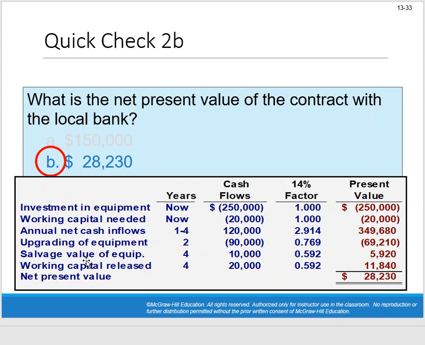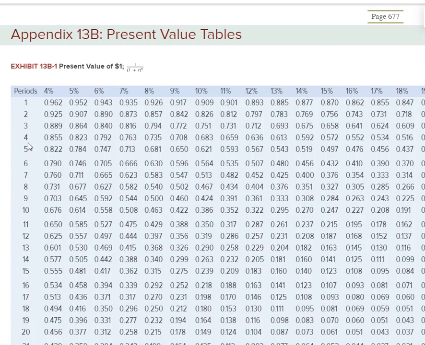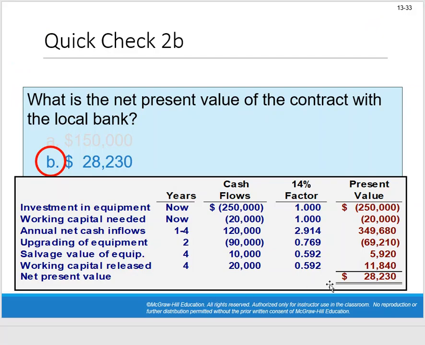At the end of the project, we can get rid of the equipment, and we think the salvage value will be $10,000. And the working capital is also going to be released at the end of the project, so the 20,000 that we put in now will be released. We need to get our factor for that. Again, that's something that happens one time, so we go to year 4, 14%, and I see 0.592. So that's where we're getting those factors from. We multiply, we add it all up, and we should come up with 28,230. I'm hoping you came up with that same answer.